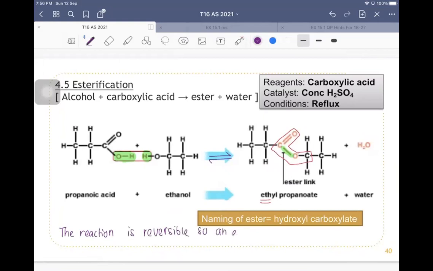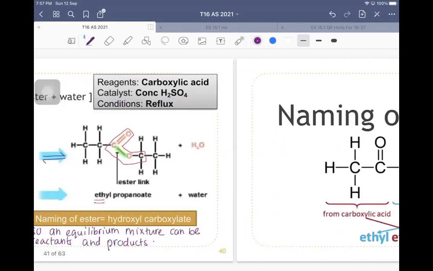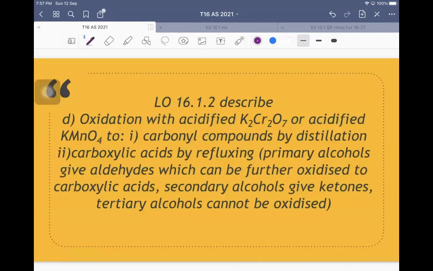So an equilibrium mixture can be established with all the reactants and the products. So I will not explain equilibrium in this session because you have a big topic on equilibrium which you will cover later on.